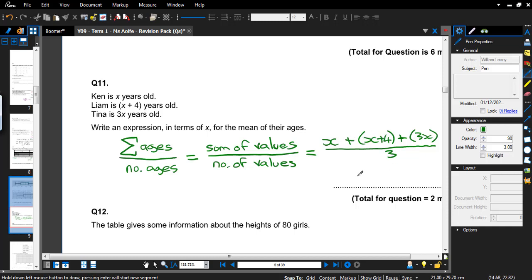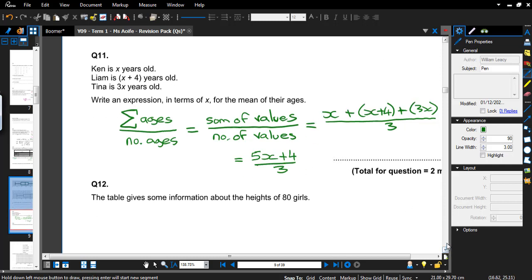Alright, whatever. That equals 3x plus x is 5x. So it's 5x plus 4 over 3. That's bizarre, isn't it? It's not very nice. Whatever. They usually make it nice. They must have been lazy when they're making their question.